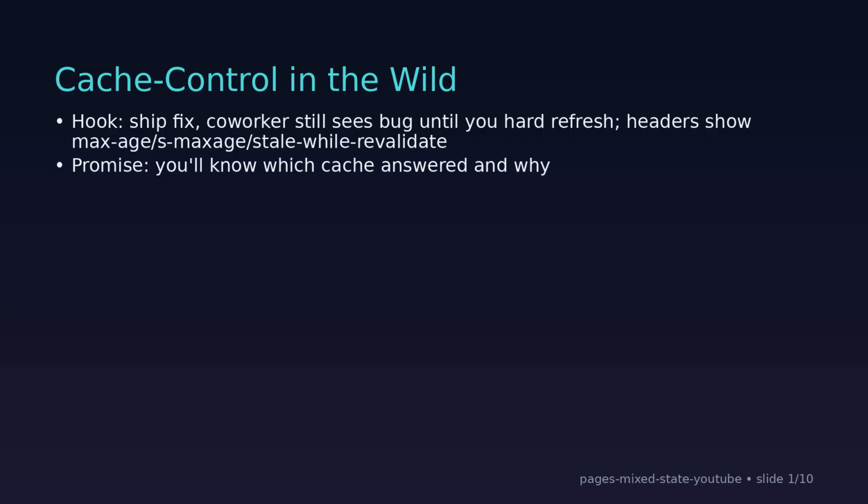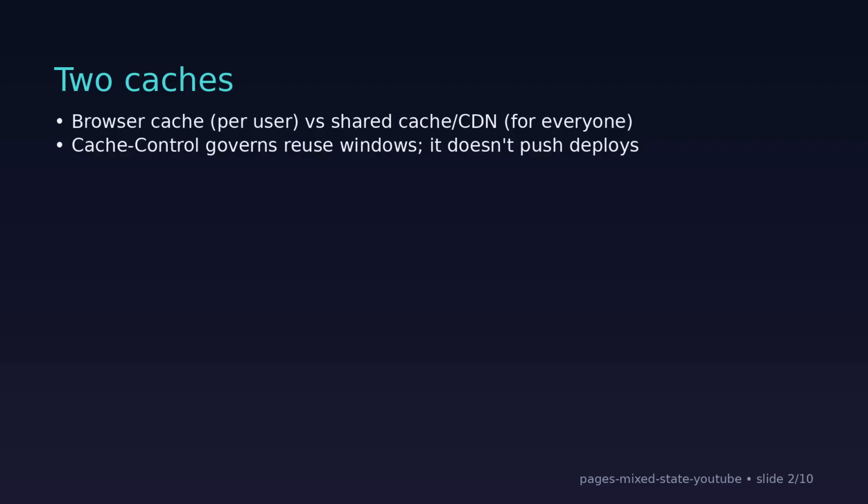There are two independent caches you care about: the browser cache on the viewer's device and a shared cache at the edge, like a CDN or reverse proxy. Cache-Control tells caches whether they can reuse a response without revalidation and for how long. It doesn't push new content. It governs reuse.